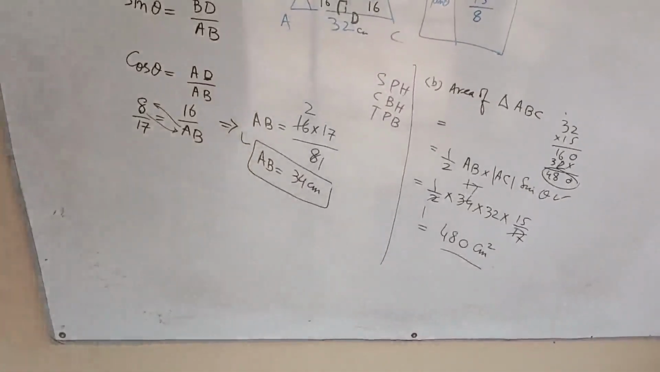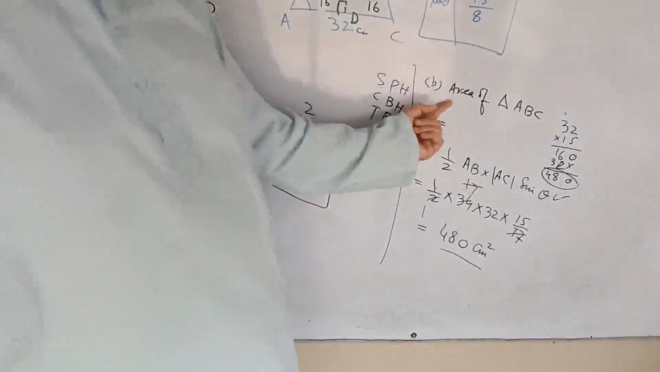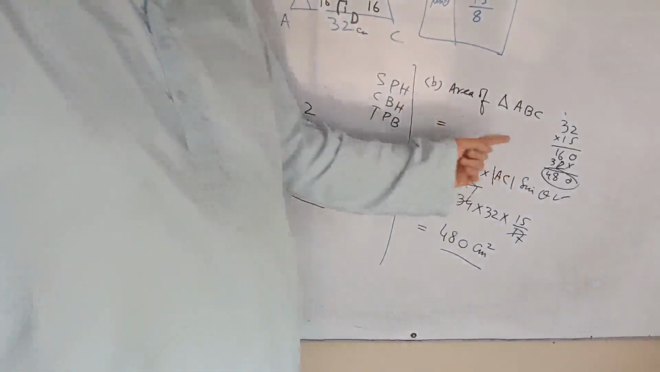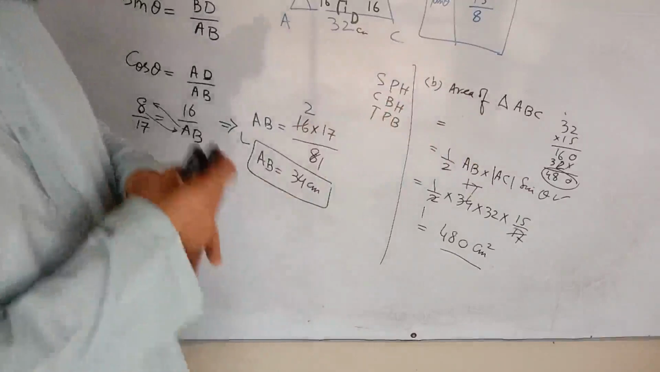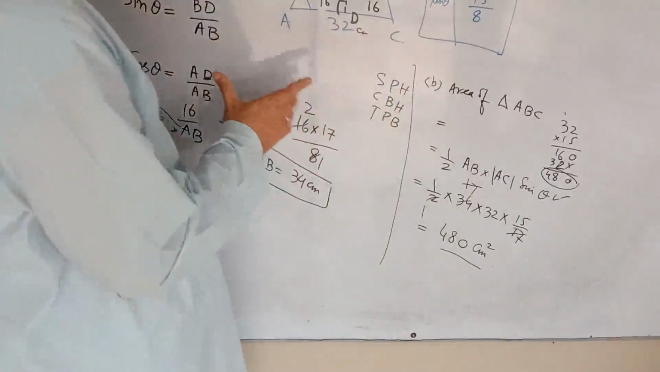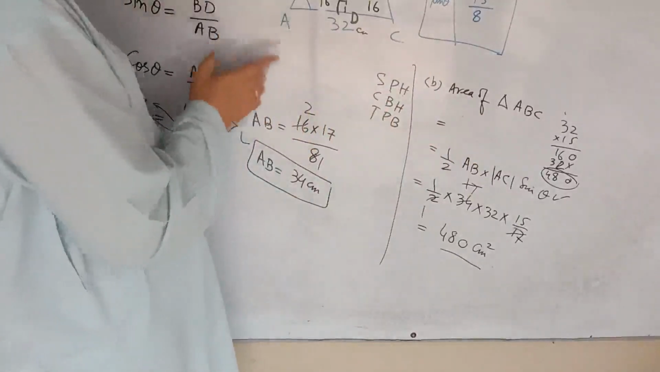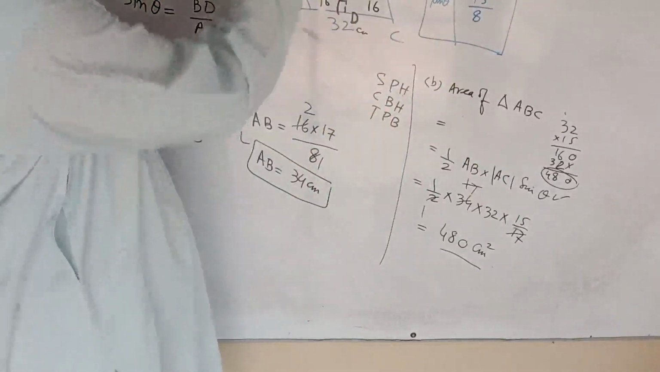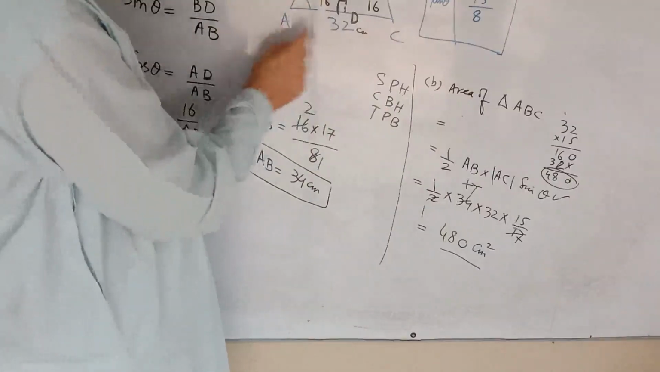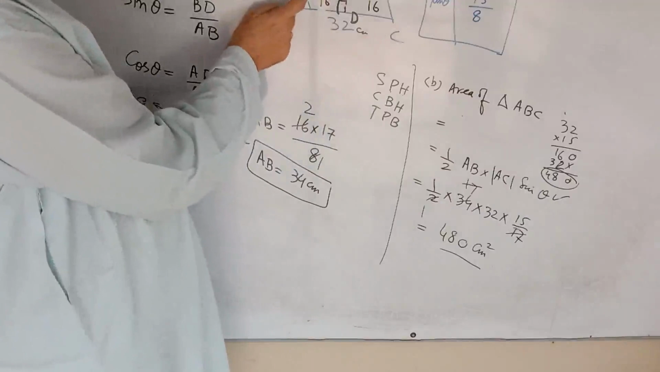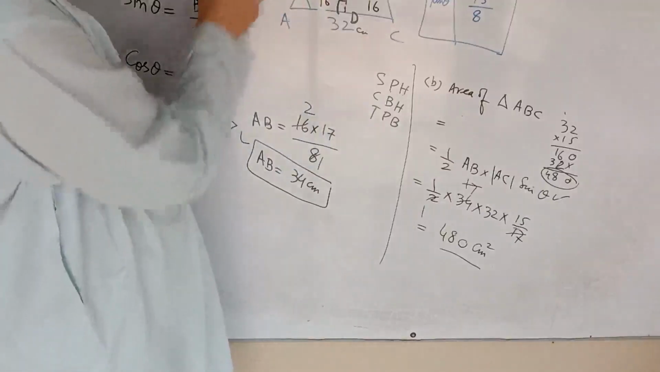Again, I repeat it for you. We have to find the area of triangle ABC. Area of triangle formula is, from trigonometry we know that area of triangle is 1/2 into AB into AC into sine of the angle between them, theta. So it will be 1/2 AB AC sine theta.